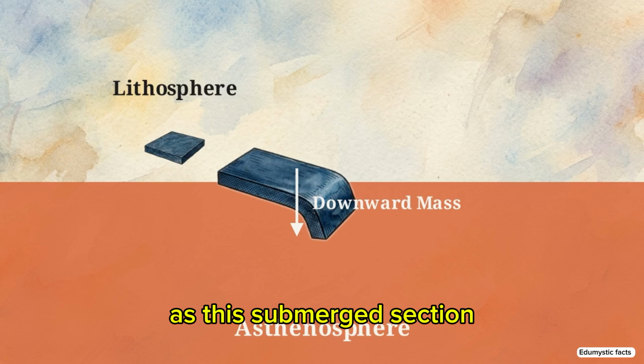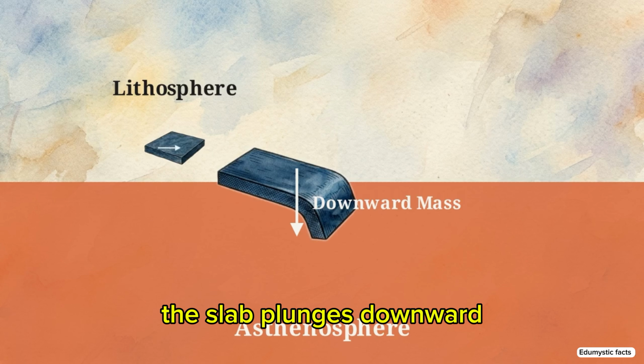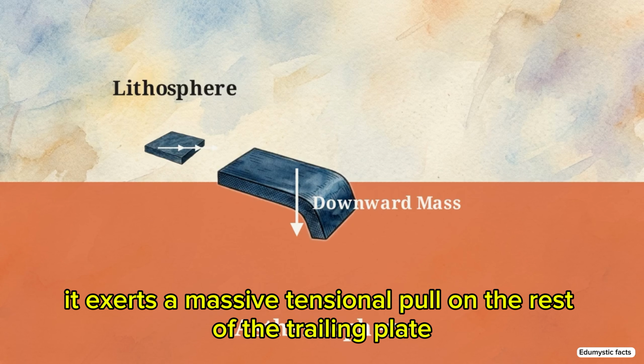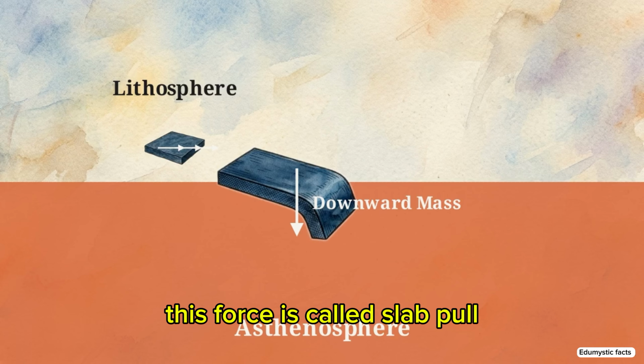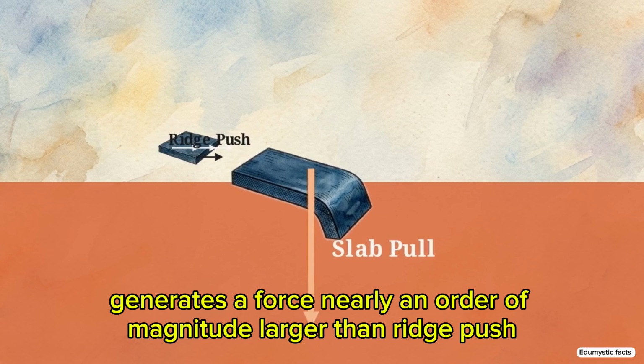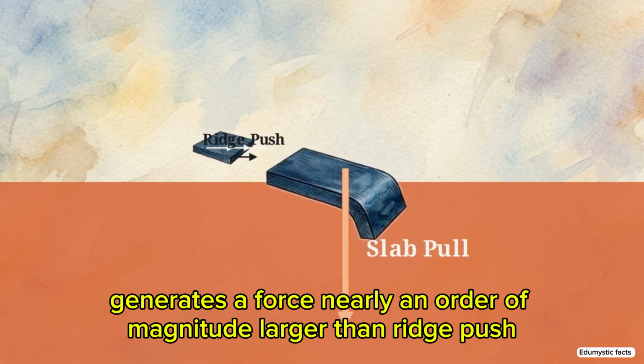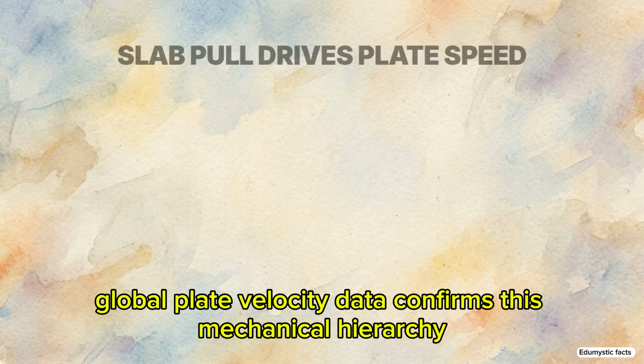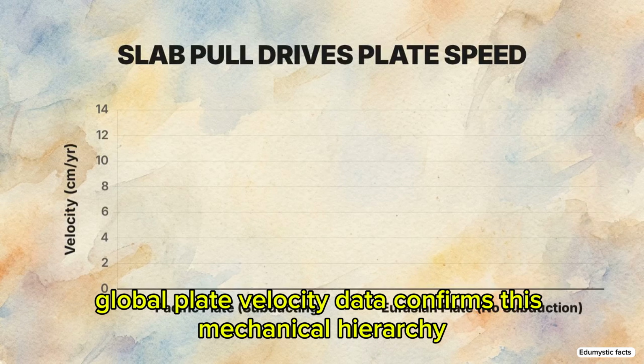As this submerged section, the slab, plunges downward, it exerts a massive tensional pull on the rest of the trailing plate. This force is called slab pull. When modeled physically, the downward acceleration of this sinking mass generates a force nearly an order of magnitude larger than ridge push. Global plate velocity data confirms this mechanical hierarchy.